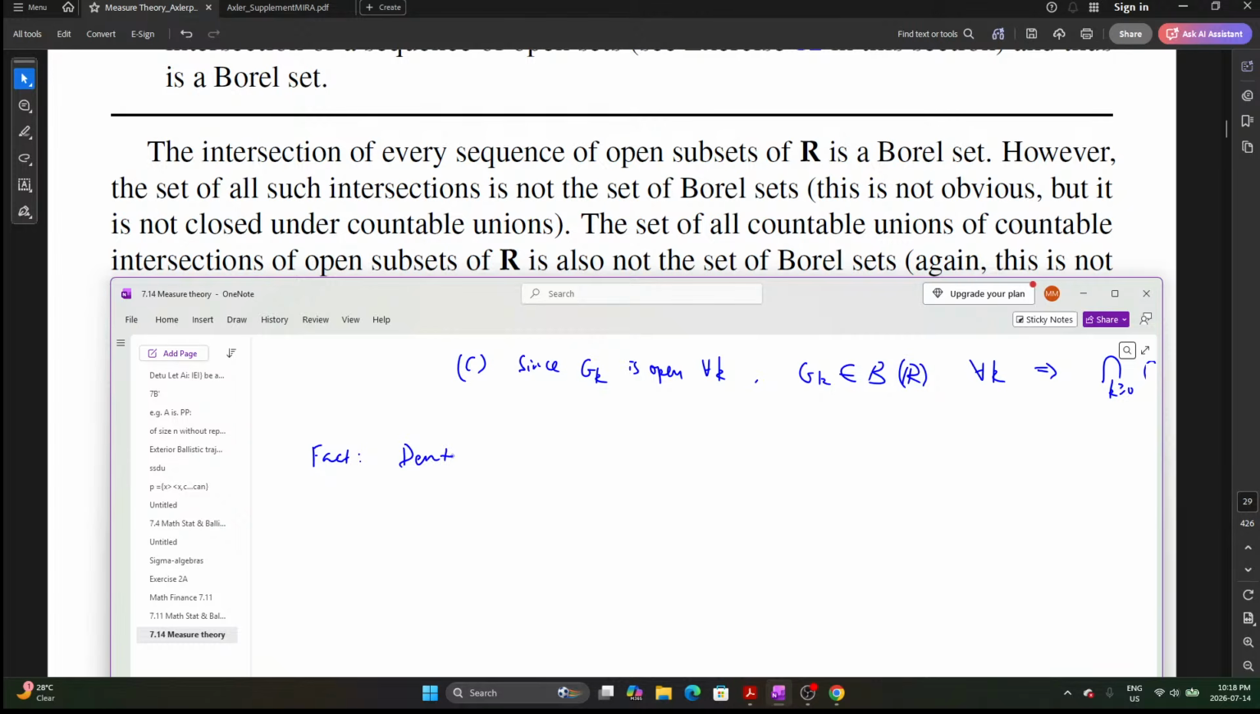Denote S as the set. E as a subset of the reals, such that E is the intersection of some sequence of open sets. E equals the intersection of G_k, k greater or equal to 1.